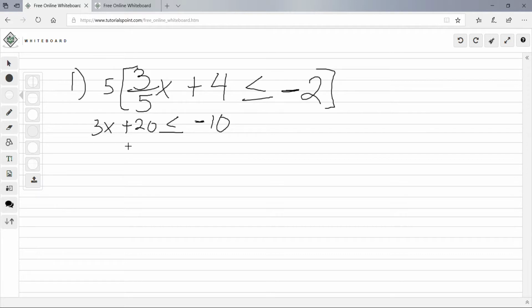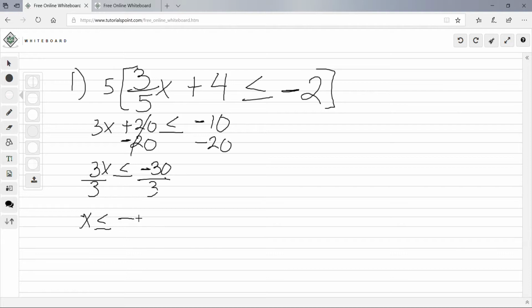And then I'm going to subtract 20. Does the sign change? No, because we're not multiplying or dividing by a negative, we're only subtracting. So the sign still stays the same. So we have 3x is less than or equal to -30. I will divide everything by 3. So we get x is less than or equal to -30 divided by 3, which is -10. Okay, so we get x is less than or equal to -10.